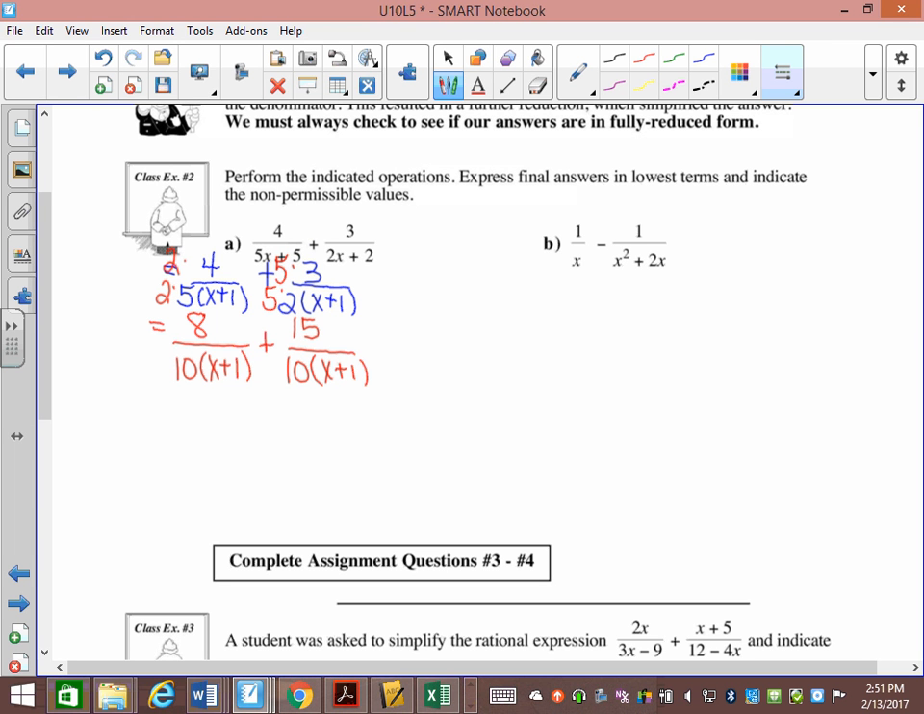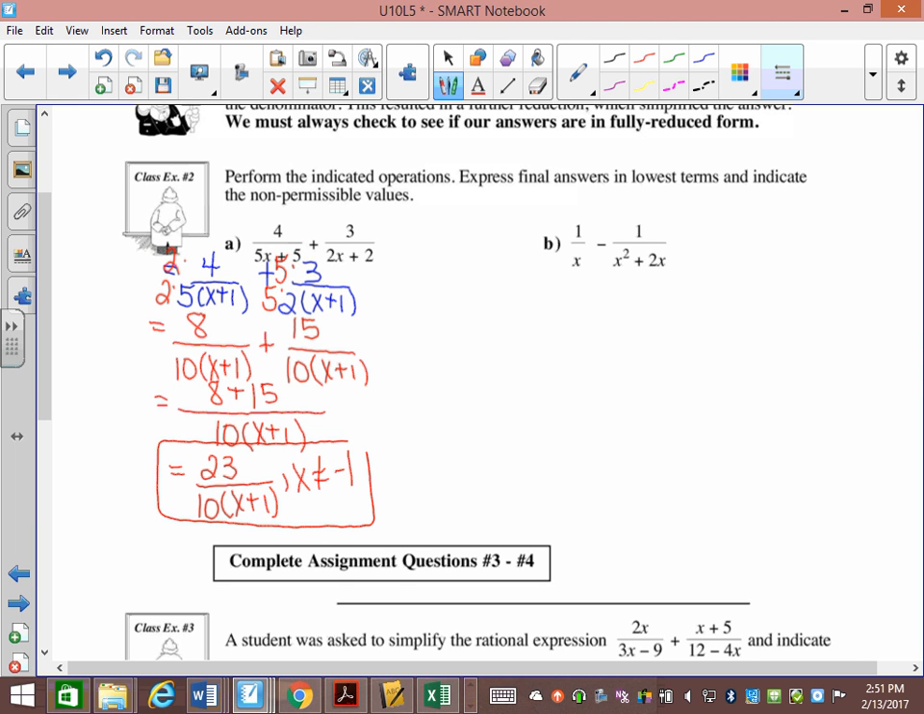Now they have common denominators. So I can just write the entire numerators over one denominator, right? So I get 10 times x plus 1 in the bottom, and then 8 plus 15. Then what can I do? Just collect like terms. So what's 8 plus 15? 23 over 10 times x plus 1. Can I take anything out of the 23 and the 10? Trick question? Nope. And then x can't equal -1 is what I put.